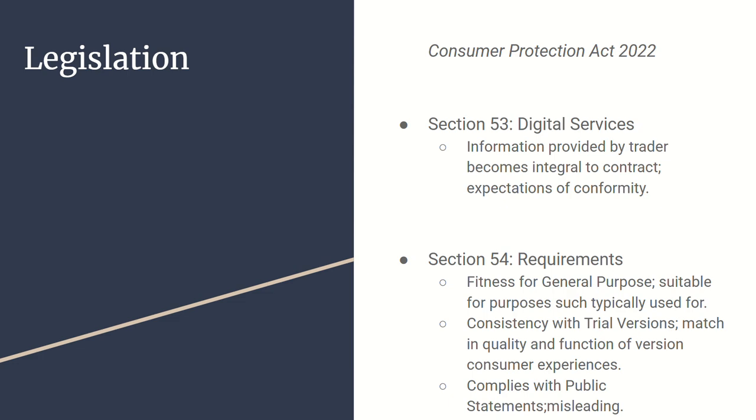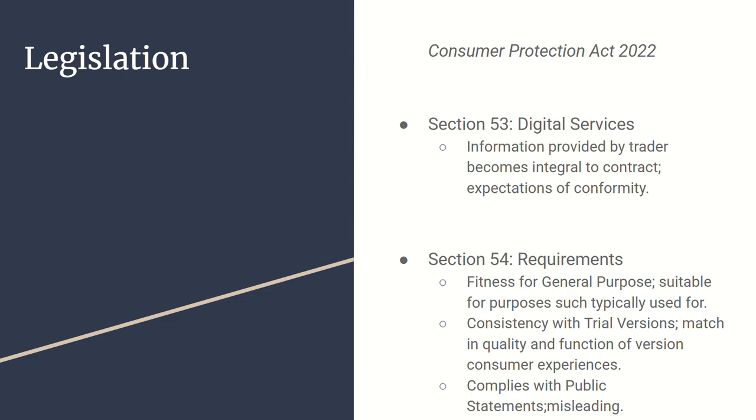It must be consistent with the trial versions, and therefore the consumer must be able to legitimately expect that it will match in quality and function of the version that the consumer was trialed, if such a trial is on offer. Trial versions are indeed a way for companies to market their wares to a consumer for the purposes of coaxing, inviting a consumer to consider potentially purchasing a product, leasing a product, or indeed buying a product that is more costly and therefore profitable for the company itself. And therefore the trial version must reflect the reality of the full product.